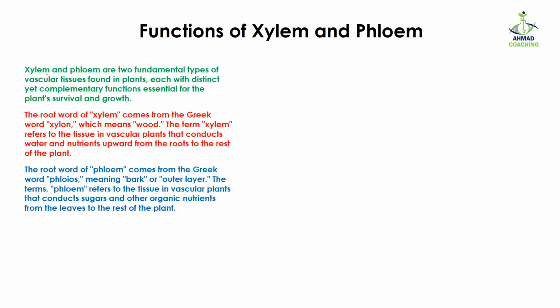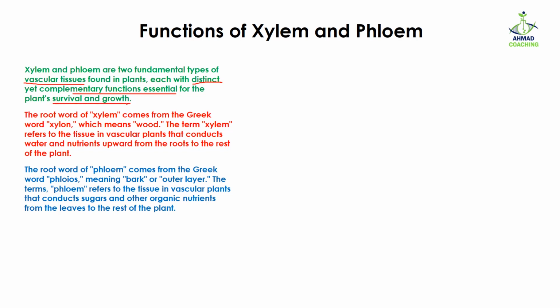Today we are going to study the functions of xylem and phloem. Xylem and phloem make up the vascular tissues in plants. They are both fundamental because, although they are different from each other, they perform very important and complementary functions for the plant, which is important for plant survival as well as growth.